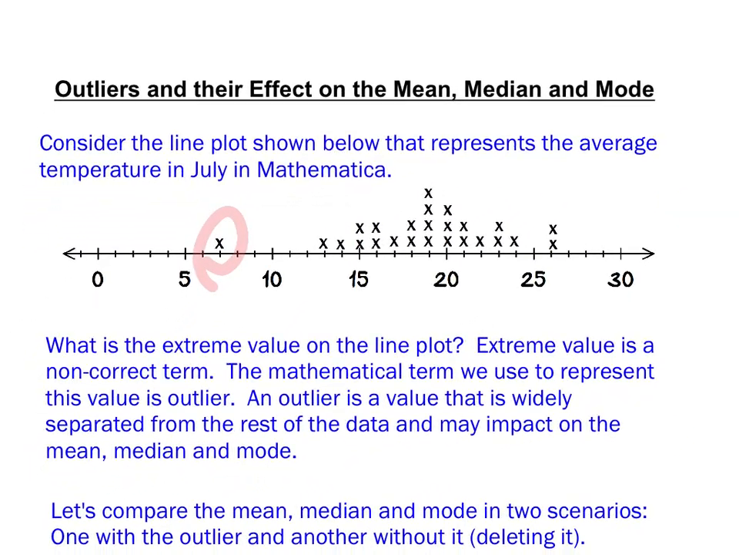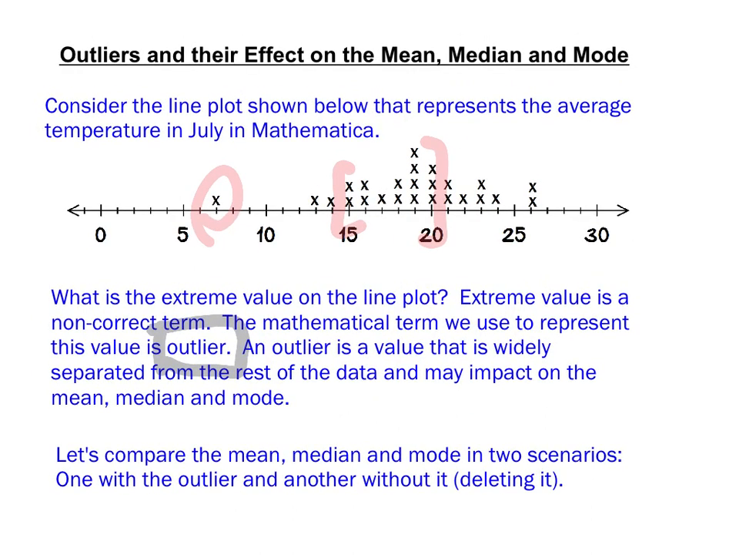Now, extreme value is the word that we've been using, which is fine, but it's not the mathematically correct term. The mathematically correct term is outlier. Outlier is the word that we use to describe an extreme value. An outlier is a value that is widely separated from the rest of the data and may affect the mean, median, and mode.